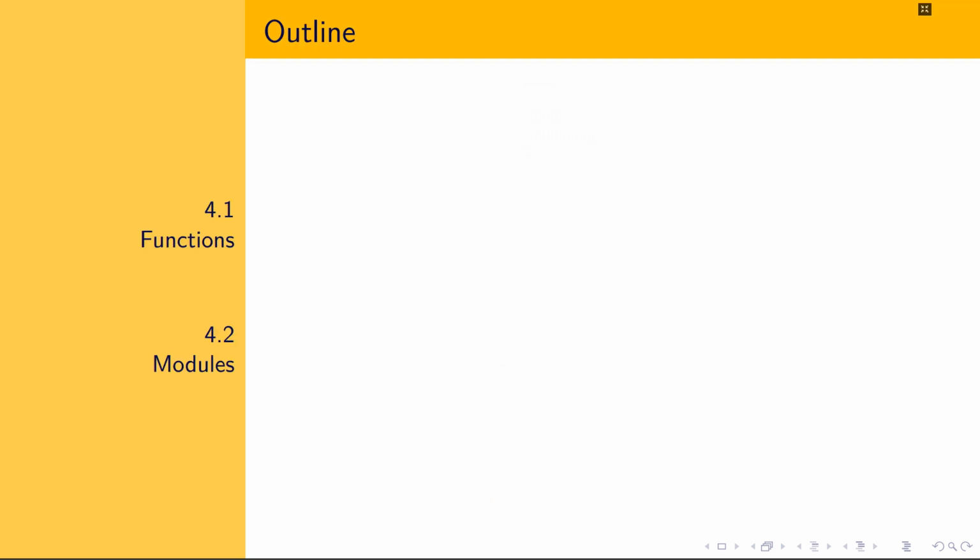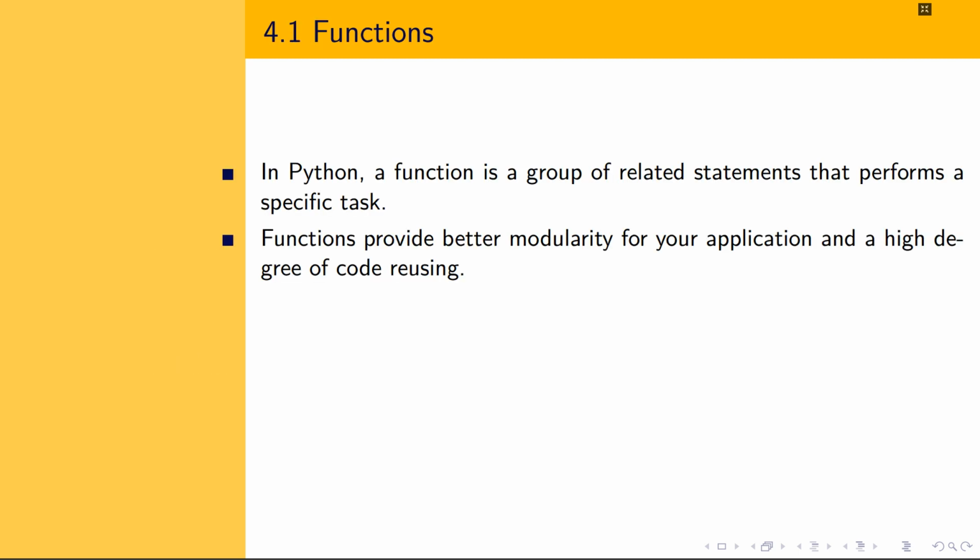The first thing I'd like to talk about is a function. In Python, a function is a group of related statements that takes arguments as input, then performs a specific task in order to return expected output. Functions provide better modularity for your application and a high degree of code reuse. As our program gets larger and larger, functions make it more organized and manageable. Furthermore, it avoids repetition and makes the code reusable.